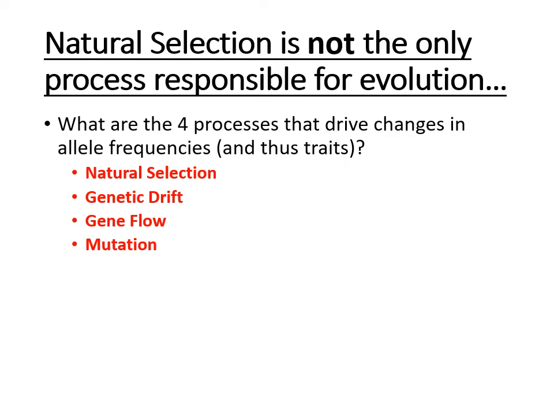So what exactly, what four processes drive those changes or differences in allele frequencies and thus in the traits that you see? The answer is natural selection that we've been talking about, as well as genetic drift, gene flow, and mutation. And right now we're going to go through each of these to see what they mean, how exactly are they changing allele frequencies.